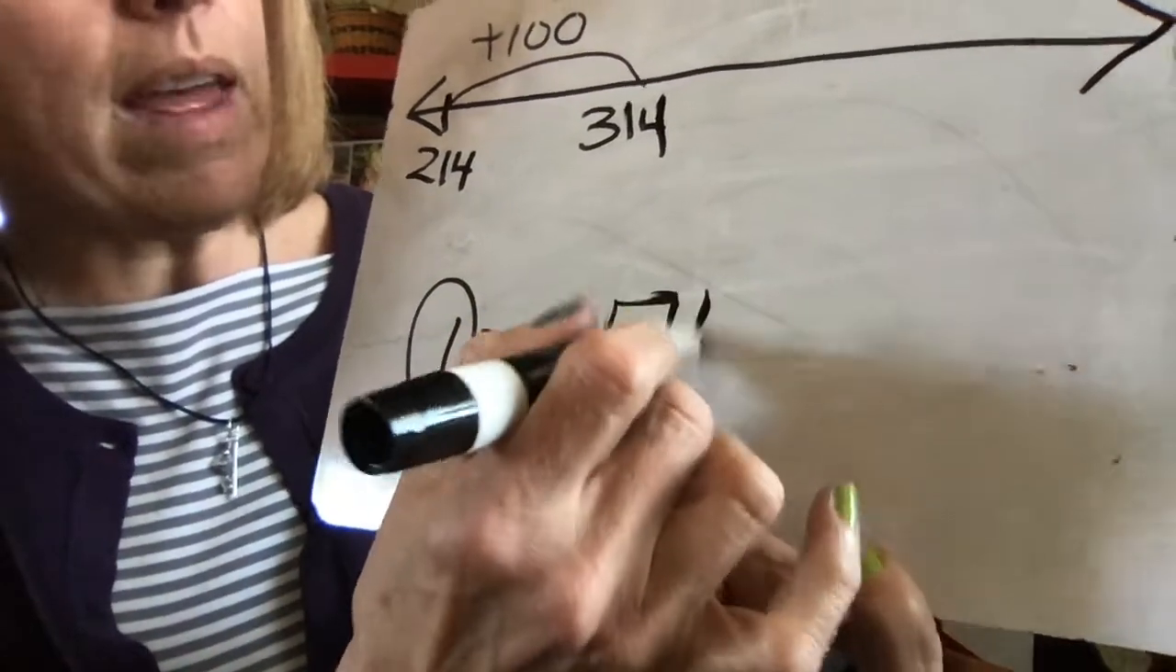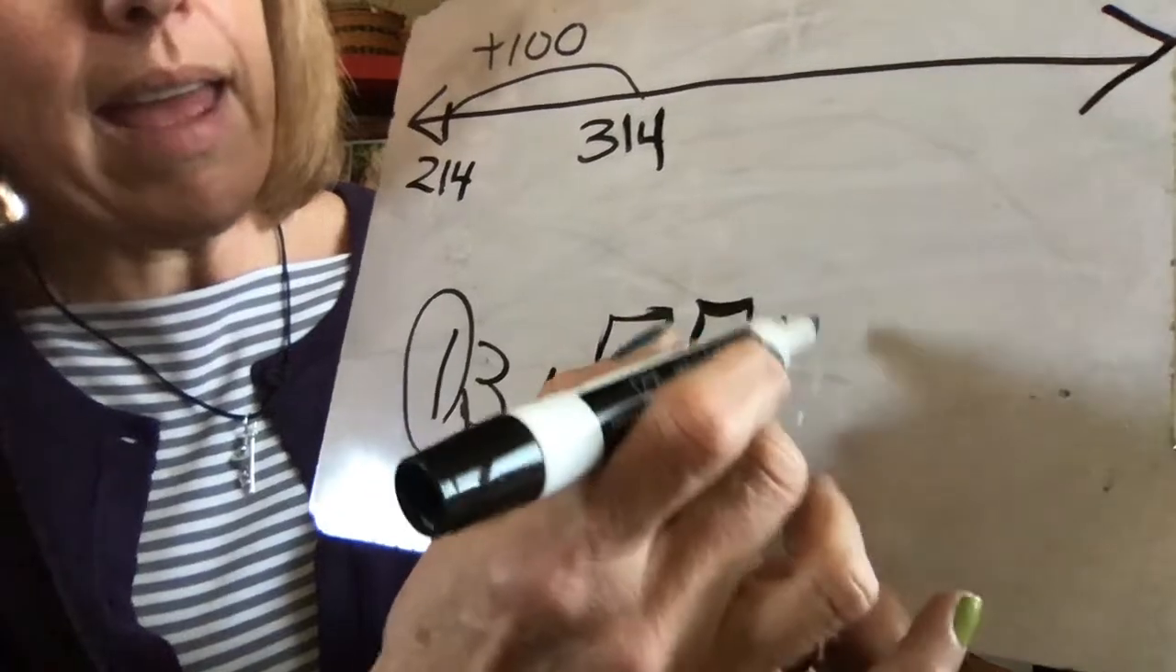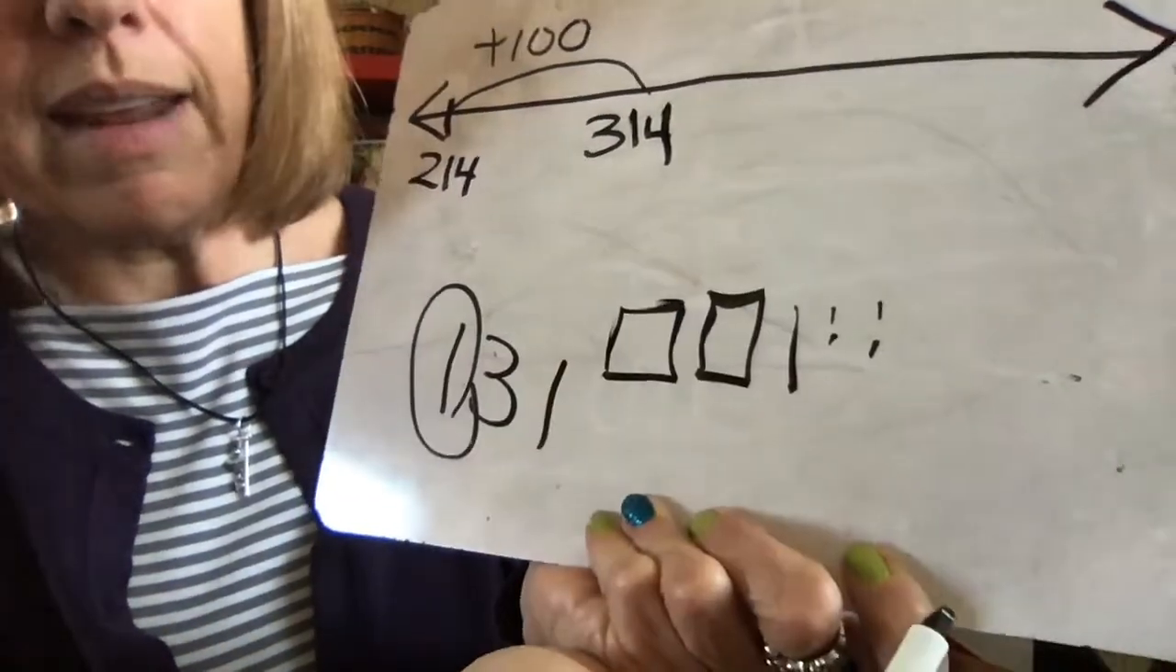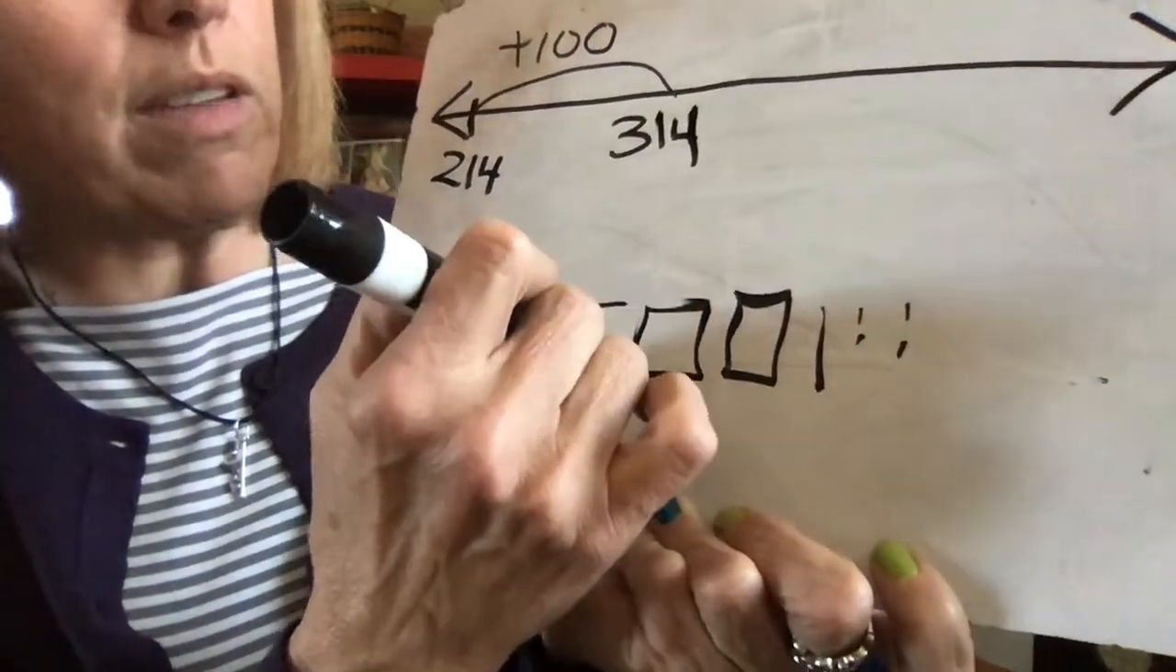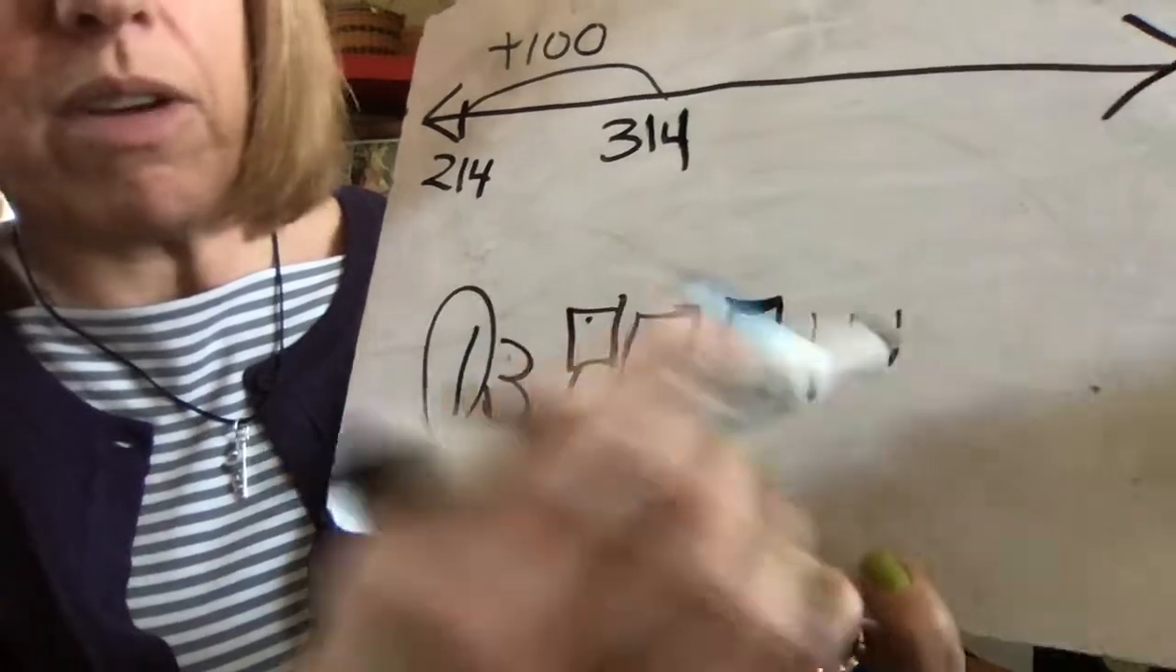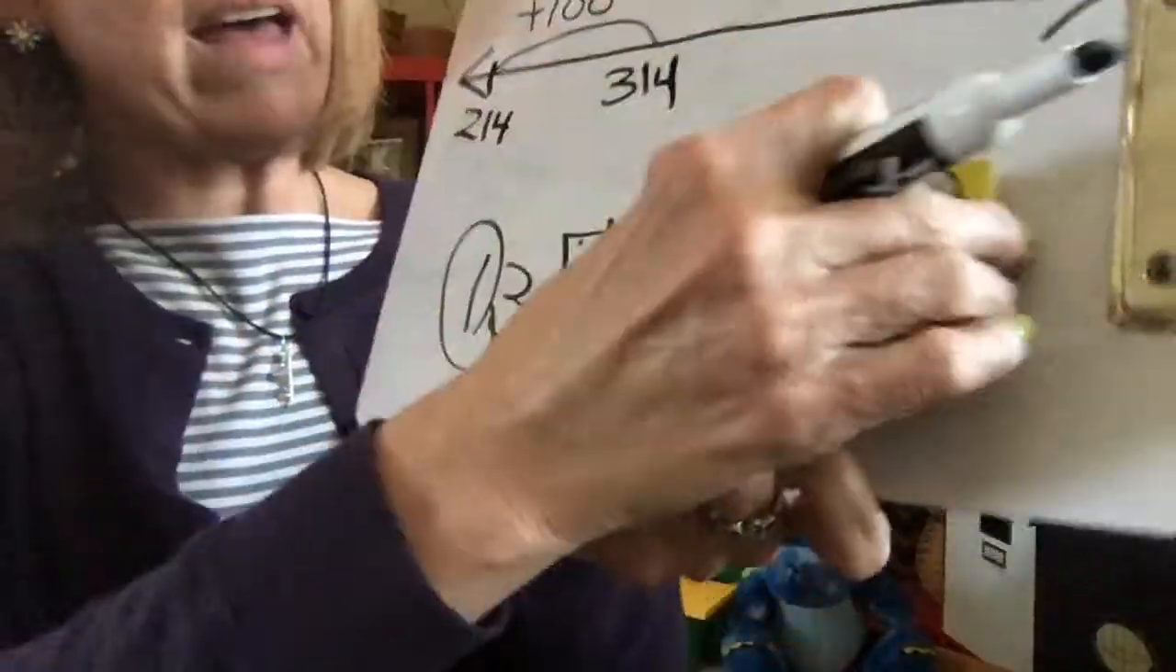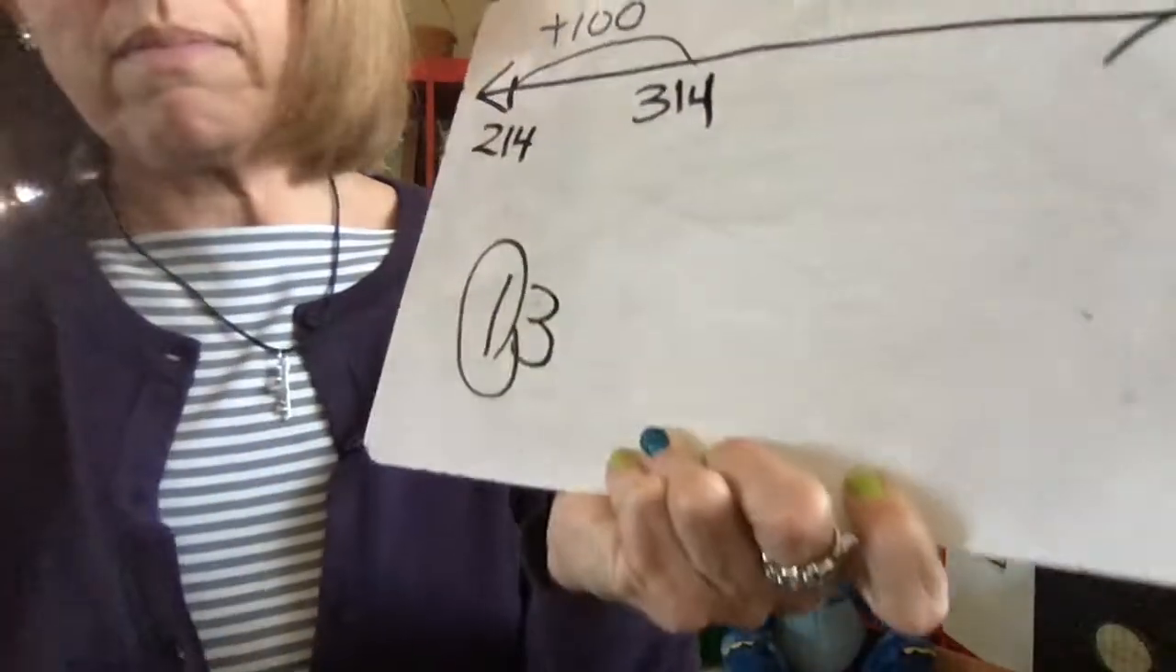Watch how I knew that so quickly. If I had 100, 200, 10, 11, 12, 13, 14, and I just add one more 100 to it, then I've got 1, 2, 314. That's why I knew that so quick, okay?